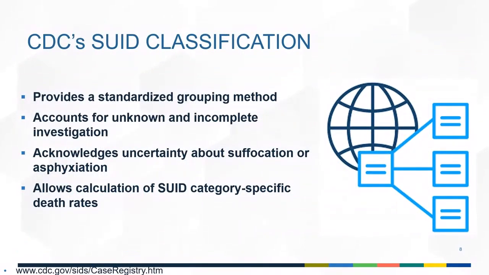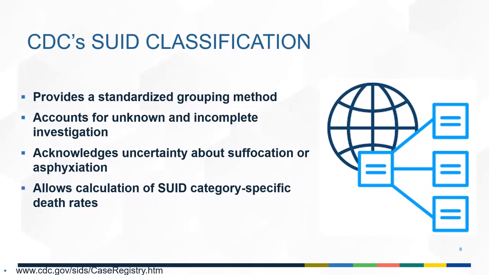Another goal of the registry is to categorize SUID cases using a classification system and standardized algorithm that was developed specifically for the registry. We created the CDC SUID classification algorithm to facilitate consistent and objective evaluation of cases by providing a standardized grouping method to allow for consistent monitoring of SUID, to account for unknown and incomplete investigation information, which can inform improvements to case investigation, and to acknowledge uncertainty about how suffocation or asphyxiation may or may not have contributed to deaths.